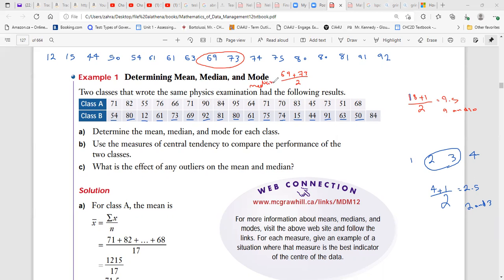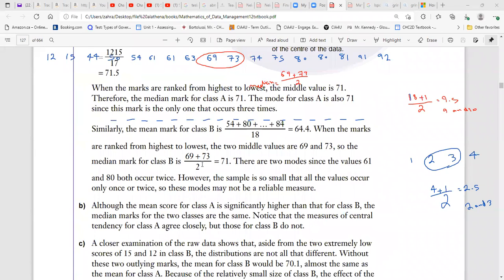It's calculated using a calculator. I'm gonna just quickly check here. 69 plus 73 here. So it's gonna be 71. So your median here will be 71. For the previous one, the median also was 71 as well. Now, how about the mode?